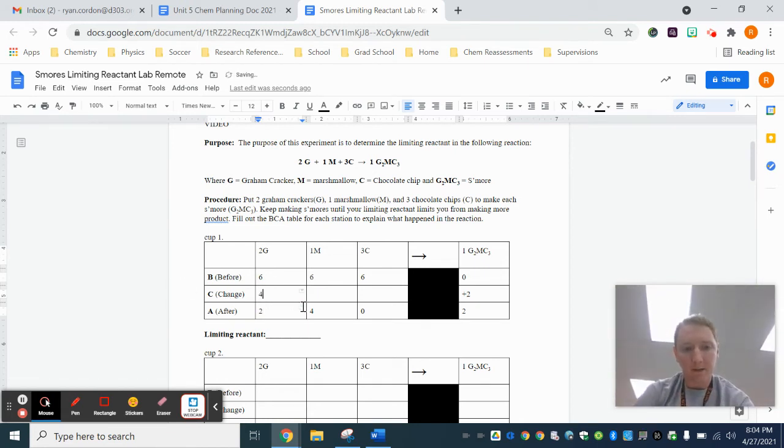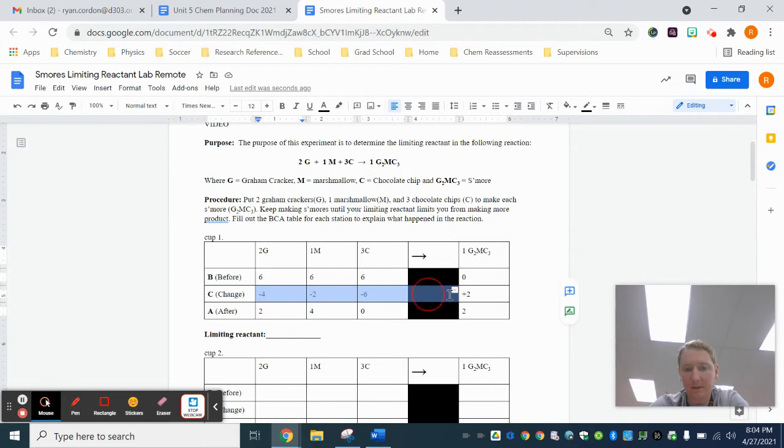Four graham crackers. So we used up four graham crackers, two marshmallows, and six chocolate chips. Okay, so one thing we can notice here is that just like before, everything in the change row, which is how much is actually reacting in your reaction, is not the same number as the numbers in the top of the reaction, but it's the same ratio, right?